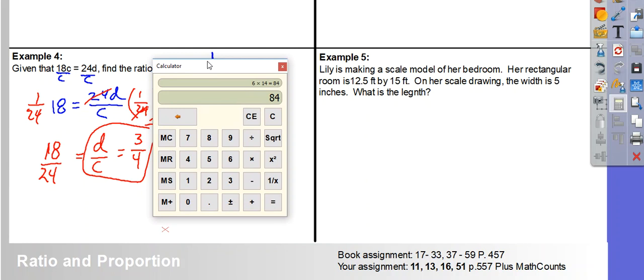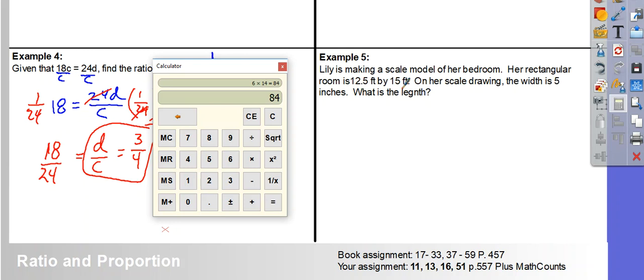Lily is making a scale model of her bedroom. Her rectangular room is 12.5 feet by 15 feet. On her scale drawing, the width is 5 inches. The width is 5 inches. What is the length?